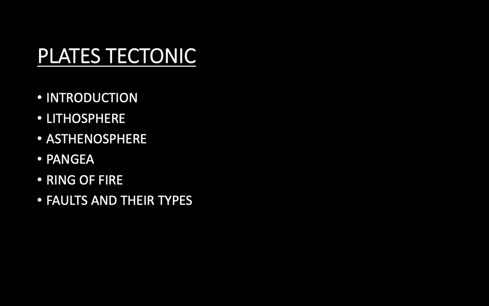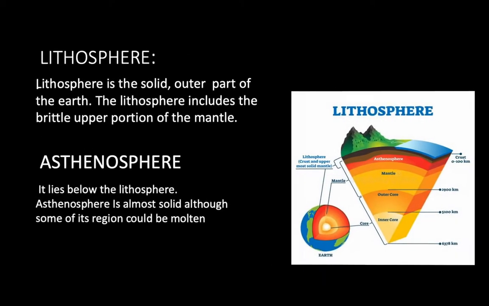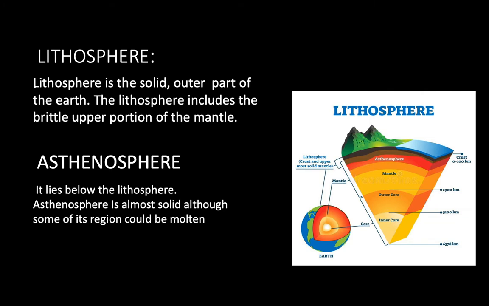Before discussing the tectonic plates, it is necessary to know about many things related to this topic: introduction, lithosphere, asthenosphere, Pangea, ring of fire, faults and their types. What is lithosphere? Lithosphere is the solid outer part of the earth. The lithosphere includes the brittle upper portion of the mantle. You can see in this diagram crust and uppermost solid mantle.